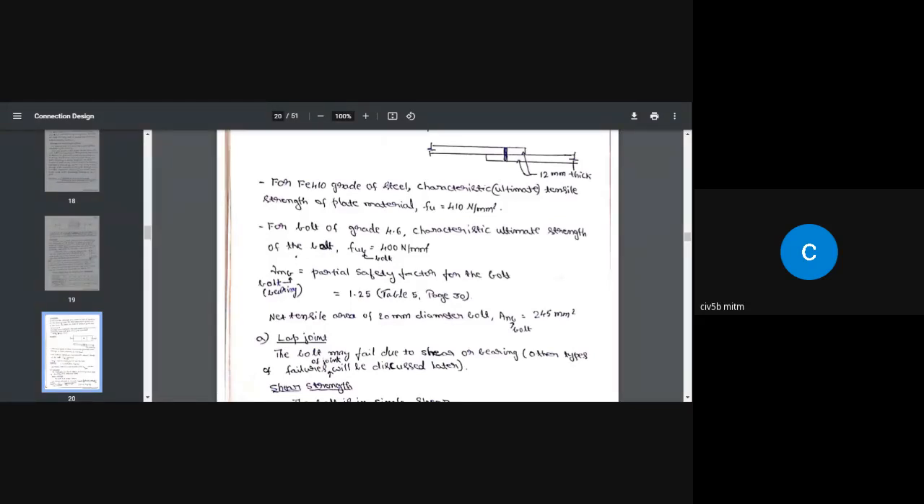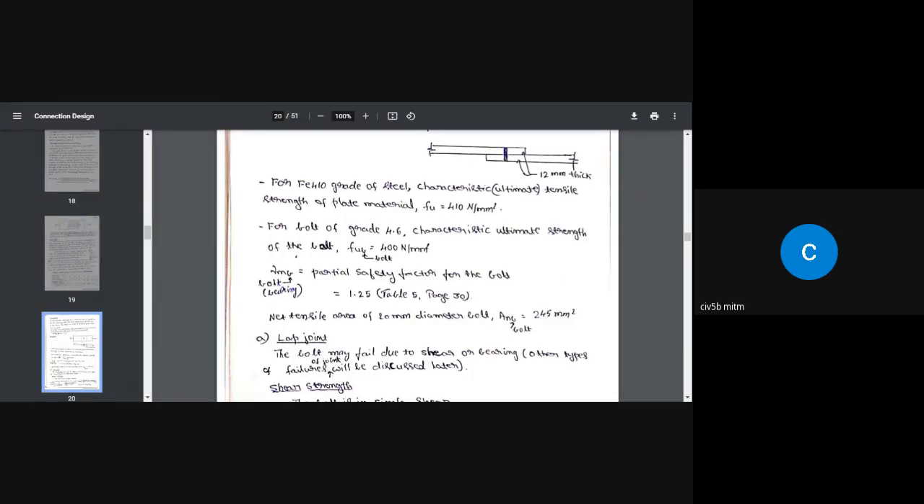By assuming that the shear plane passes through the threaded area, we have to multiply that area by 0.78. Once you multiply that area by 0.78, that becomes the net area, equal to 245 millimeters square. So look here, these two are the plates. This is a lap joint. Lap joint means one plate is coming over the other.